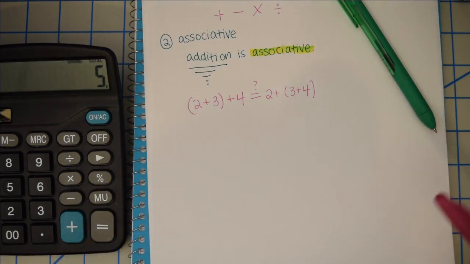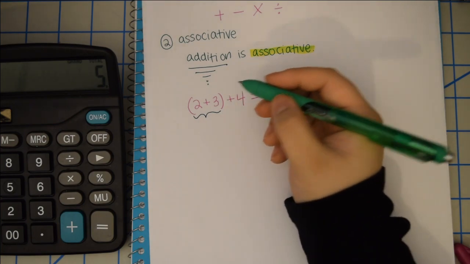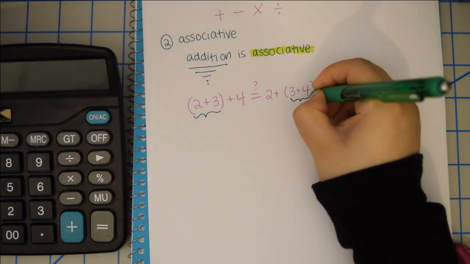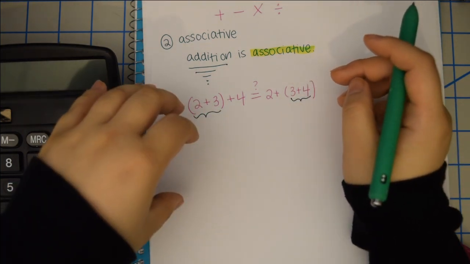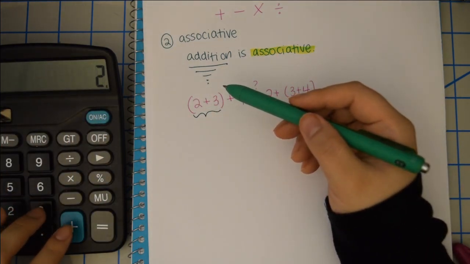So these parentheses force us to calculate what's inside of them first. This is like an order of operations issue. So the parentheses tell us do this first. So 2 plus 3 is 5.